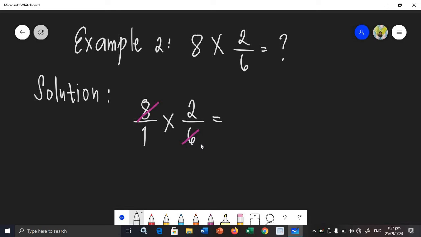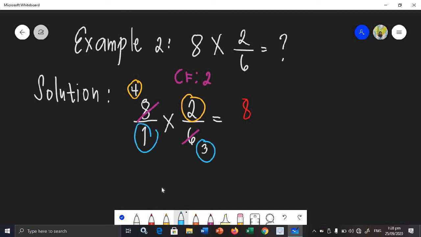6 divided by 2, okay, I'm going to write the common factor. Now, common factor nila ay 2. Okay, so i-divide natin sila pareho sa 2. Okay, so 6 divided by 2, that is 3. 8 divided by 2, that is 4. So, may pwede pa ba tayong i-cancel? Wala na. Therefore, we will move on in multiplying this number. So, 4 times 2, that is 8. And then 1 times 3, that is 3. Therefore, this will be the product of example number 2. Ganun lang siya.